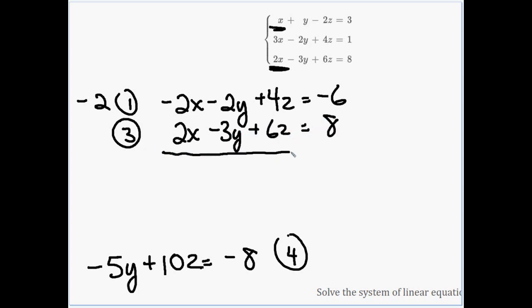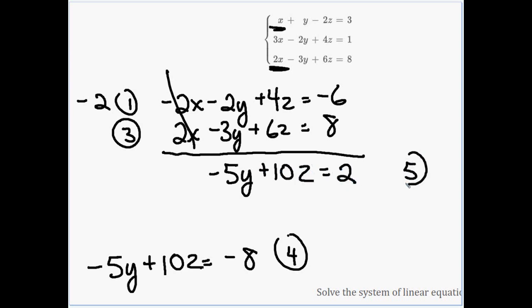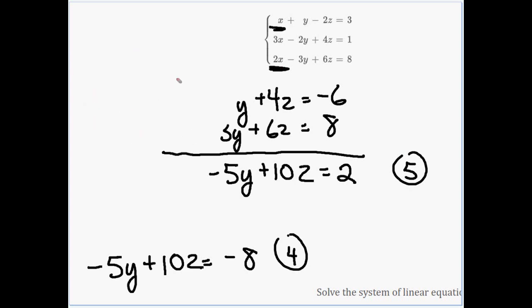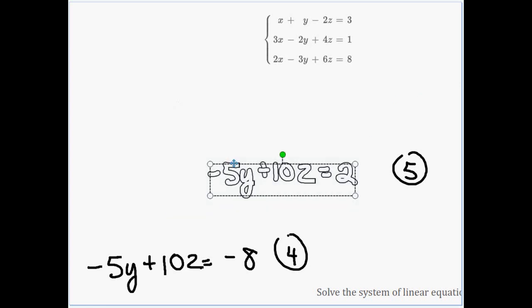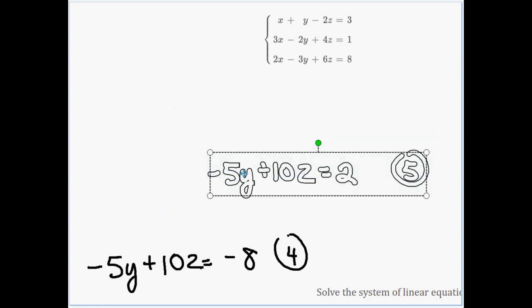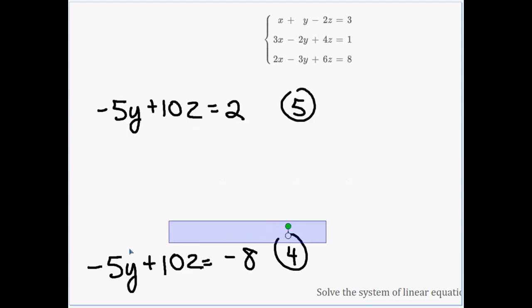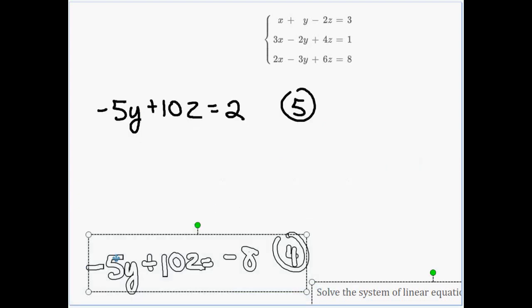And if I add, the x's are gone. I have a minus 5y and a plus 10z, and that's equal to positive 2. I'm going to call this equation 5. So I've got 2 new equations with x's gone. Now it's just y's and z's. So I'll move this one here, and I'll put this one right underneath it.